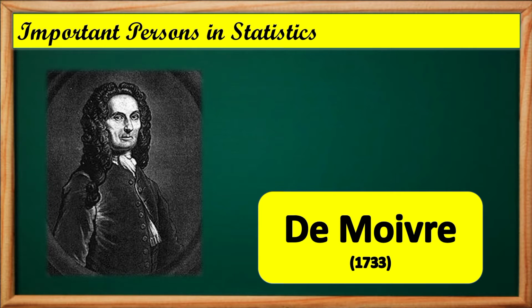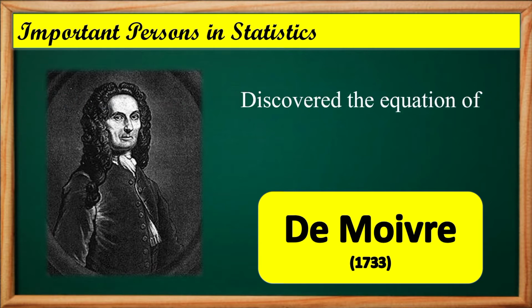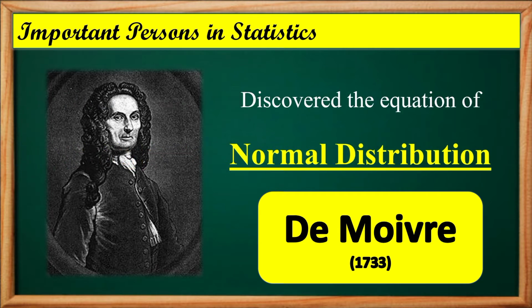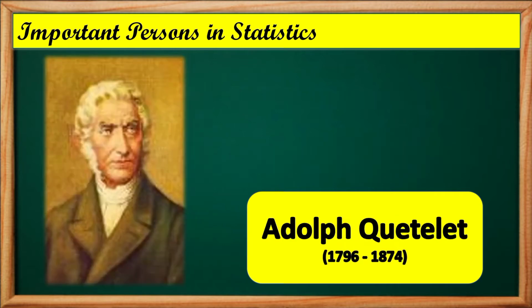Okay, De Moivre discovered the equation of normal distribution, upon which many of the theories of inferential statistics have been based. Siya yung later on during your senior high school or grade 10, madiscuss yan yung bell-shaped distribution. Okay, yun ang isa sa mga contribution ni De Moivre sa statistics.